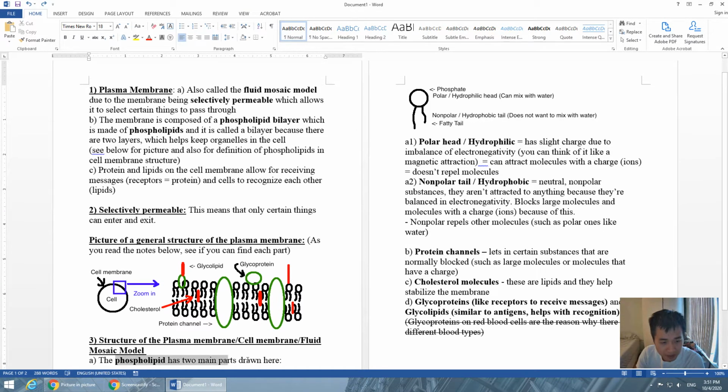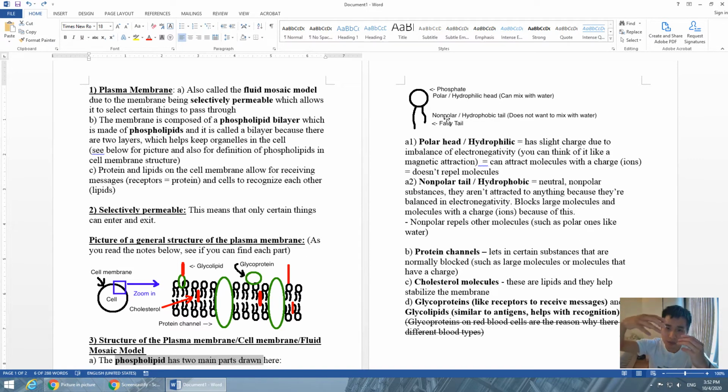So what's the phospholipid made of? It's made up of a phosphate head and a fatty tail. The phosphate head is polar and it can mix with water, right? But the fatty tail is what blocks out a lot of other parts because the fatty tail is nonpolar. And because it's nonpolar, it's hydrophobic, so it does not want to mix with water. Imagine you have oil and water and you mix it up in a jar. It eventually separates back out, right? Because nonpolar repels polar substances. Nonpolar does not want to interact.